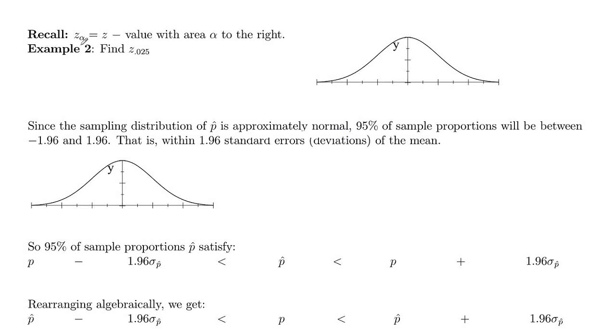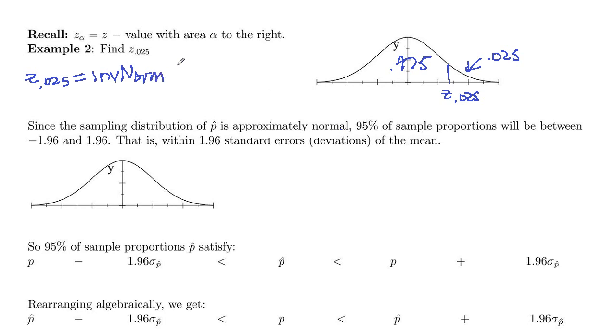Next, let me ask you to recall the z alpha notation, which is the z value with area alpha to the right. So if we want to find z.025, that's the z value with 0.025 to the right. So that means that the left area is 0.975. And so our z.025, this is a normal distribution, we can find with inverse norm.